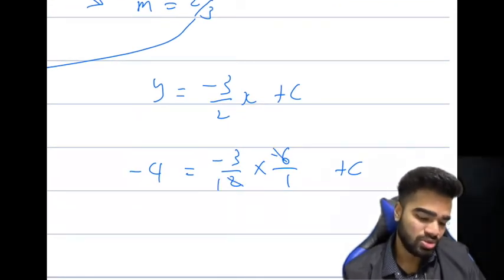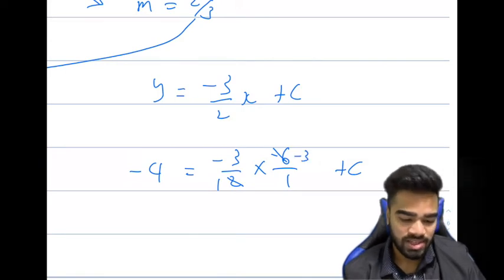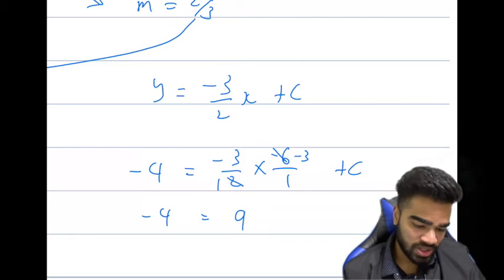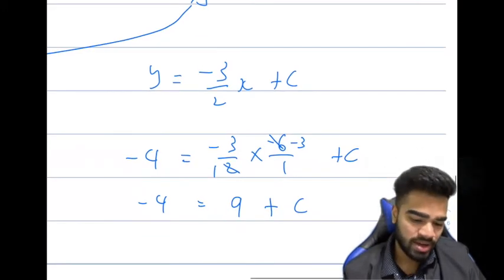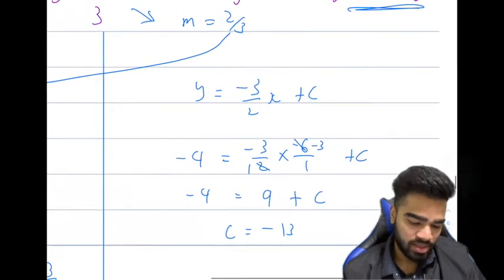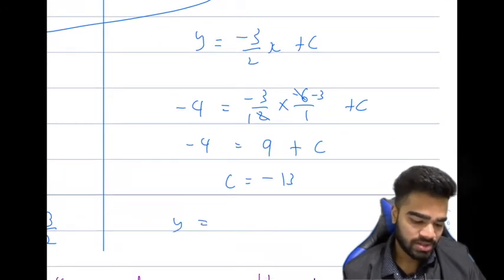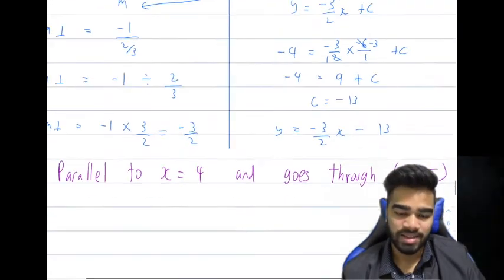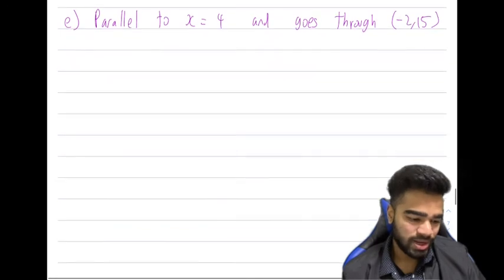So 2 goes into 2 once, 2 goes into -6 -3 times. So you have -4 is equal to +9, -3 times -3 is +9, plus c, and c is equal to -4 minus 9, which is -13. Okay, so final answer, y is equal to -3 over 2 x minus 13. All right, that's it. All right, so this one's a bit weird. E is a bit weird.